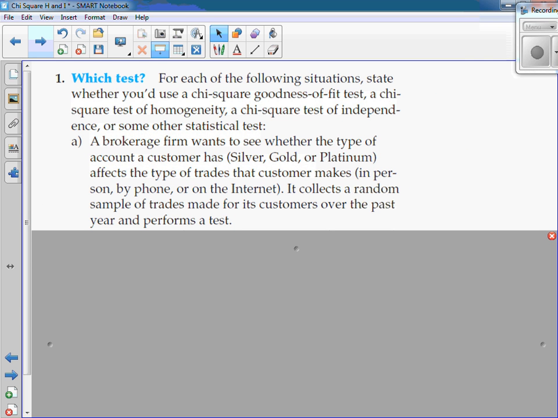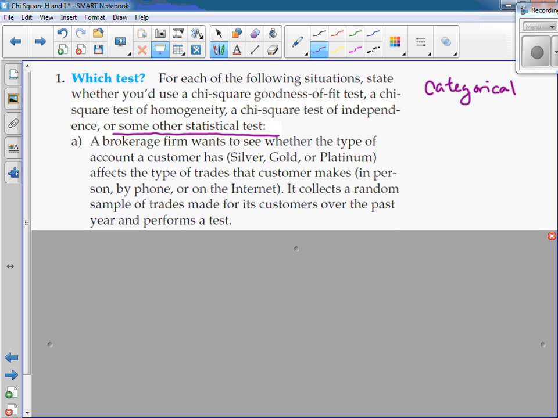So all we're going to do today is go through and look at these scenarios and decide which test to do. That's all we're doing. That's all your homework's going to be. Okay? Now, for each of the following situations, state whether you use a chi-square goodness of fit test, a chi-square test of homogeneity, a chi-square test of independence, or some other statistical test. Now, it's trying to trick you, and don't fall into the trap. Remember that chi-square tests are only for categorical data. If they give you some quantitative measure, you don't have a category. So you just have a list of data, so you can't do a chi-square test. Keep that in mind.